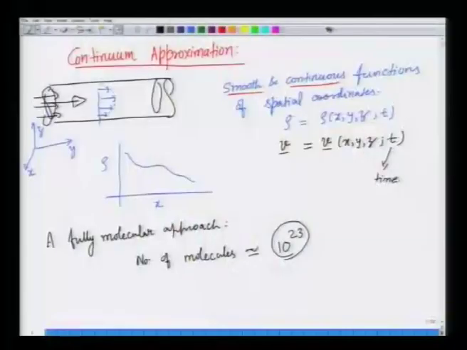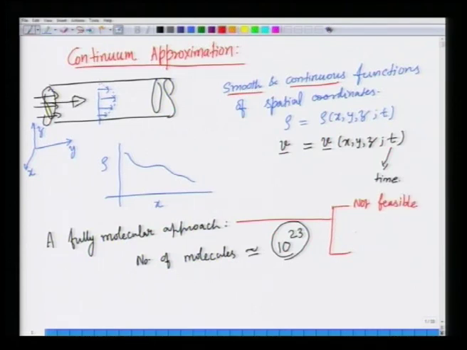So, a fully molecular approach, we said in the last lecture, is not feasible generally, and even if it were feasible, it is not necessary in most practical engineering applications. So, a fully molecular approach is not necessary or feasible. So, we rule that out.